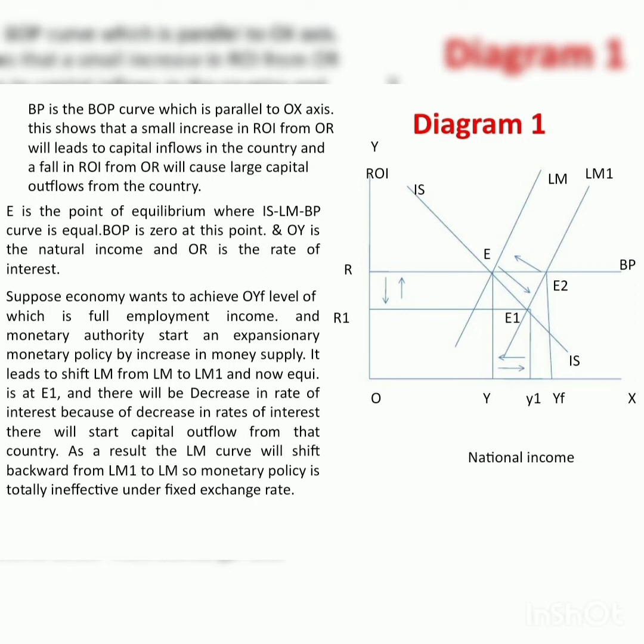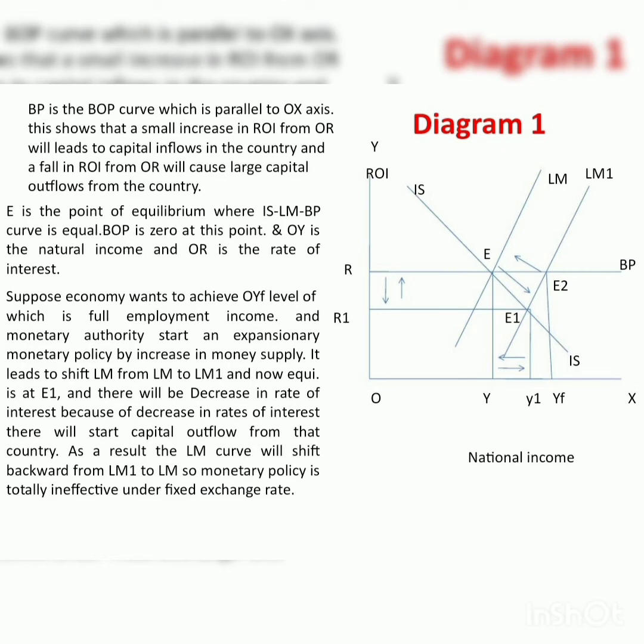So in diagram 1, on the OX axis there is national income, and on the OY axis there is the rate of interest. There is a curve BP, known as the balance of payment curve, which is perfectly elastic. The shape of the curve shows that it is perfectly elastic. That is, a small increase in the rate of interest from OR will lead to capital inflows into the country, and on the opposite hand, a small fall in the rate of interest from OR will cause large capital outflows from the country.